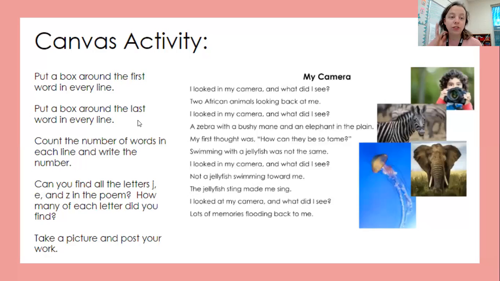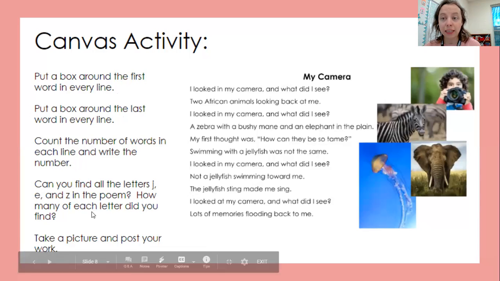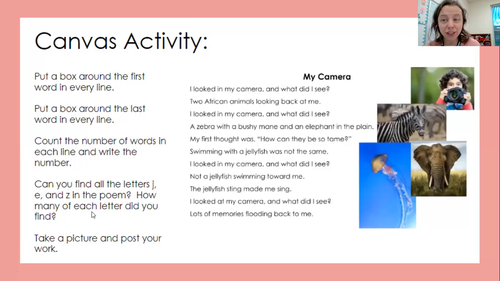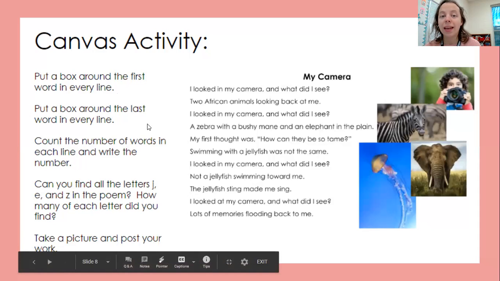All right, so for Canvas, you're going to put a box around the first word in every line, put a box around the last word in every line, count the number of words. You're going to find each of the letters in the poem, and you're going to work on your handwriting. So you got a lot to do on Canvas today. So go ahead and get started.